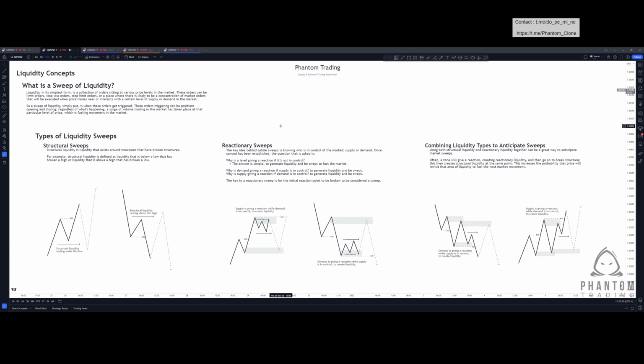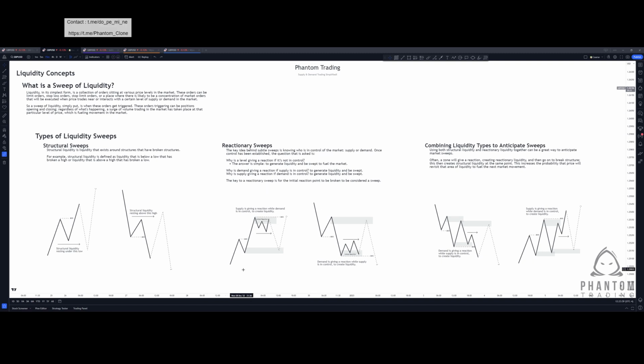So, if we expand upon that, why is demand giving a reaction if supply is in control? To generate liquidity and be swept. Or why is supply giving a reaction if demand is in control? To generate liquidity and to be swept. The key to reactionary sweeps is for the initial reaction point to be broken to really be considered a sweep.